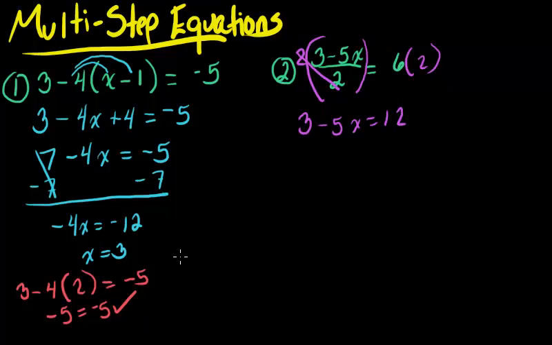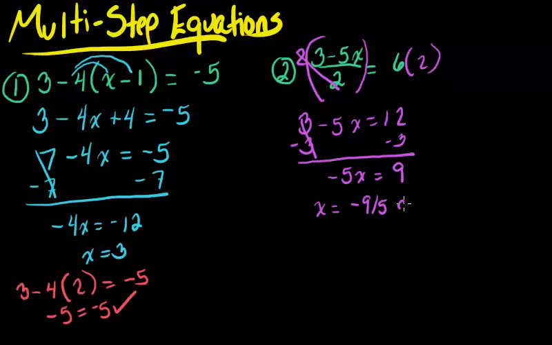So we're going to subtract 3 on both sides. And we're going to get negative 5x equals 9. And our answer here is x equals negative 9/5. Or you can write it as x equals negative 1.8.